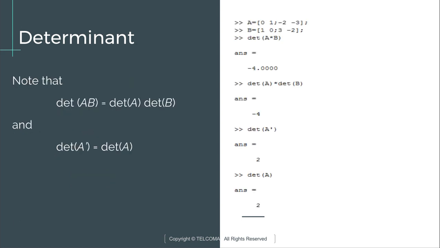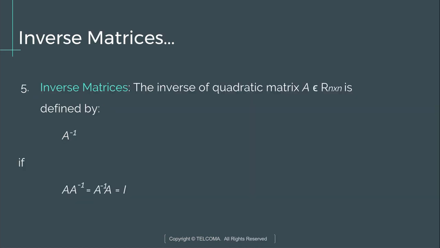Similarly, I have done various calculations here, like A equals 0, 1, minus 2, minus 3, which is a 2 cross 2 matrix. B equals 1, 0, 3, minus 2, which is also a 2 cross 2 matrix. I have first multiplied both matrices and then found the determinant. Then I have found the determinant of both the matrices and then multiplied. The resultant will be the same in both the cases. I have found the determinant of A and A inverse. In both the cases the result will be the same.